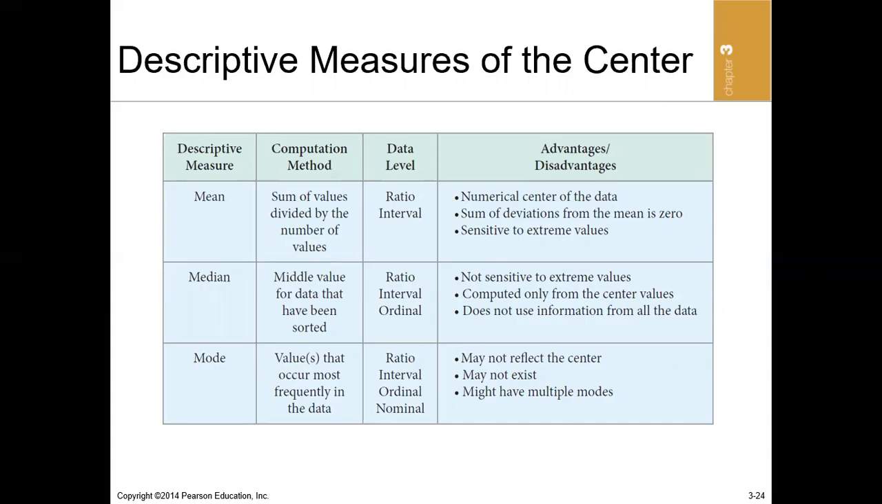So the advantage of the mean is that it's the numerical center of the data. The summation of the deviations from the mean is 0. And then it is sensitive to extreme values, which is a disadvantage. We explain why the sum of deviations from the mean is 0 subsequently in this video.